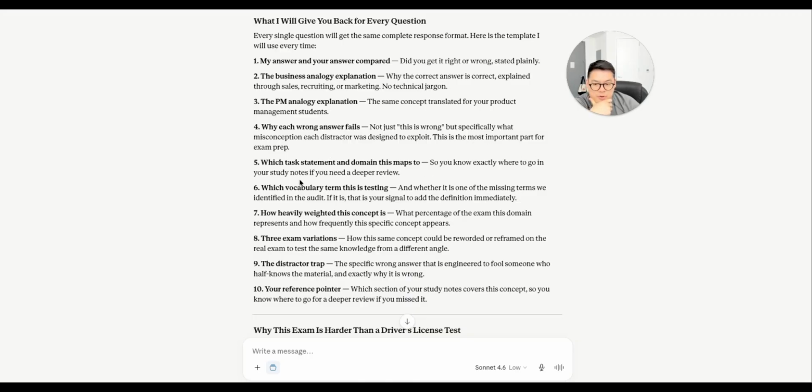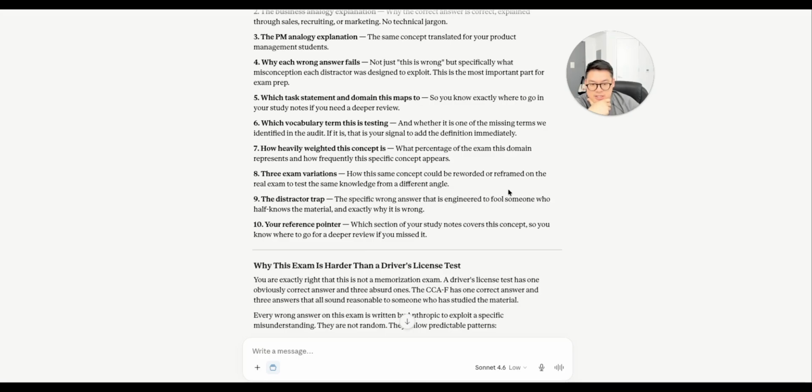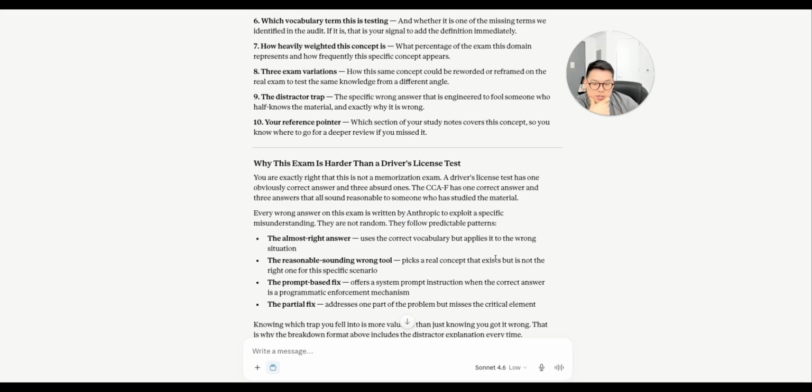What's the trap, right? Which task statements and domains this maps to, which vocabulary term this is testing, and how heavily weighted this concept is. 3 exam variations, how this concept can be reworded or reframed on the real exam. The distractor trap, the specific wrong answer that is engineered to fool somebody who half knows the material. Your reference pointer. Why this exam is harder than a driver's license test.